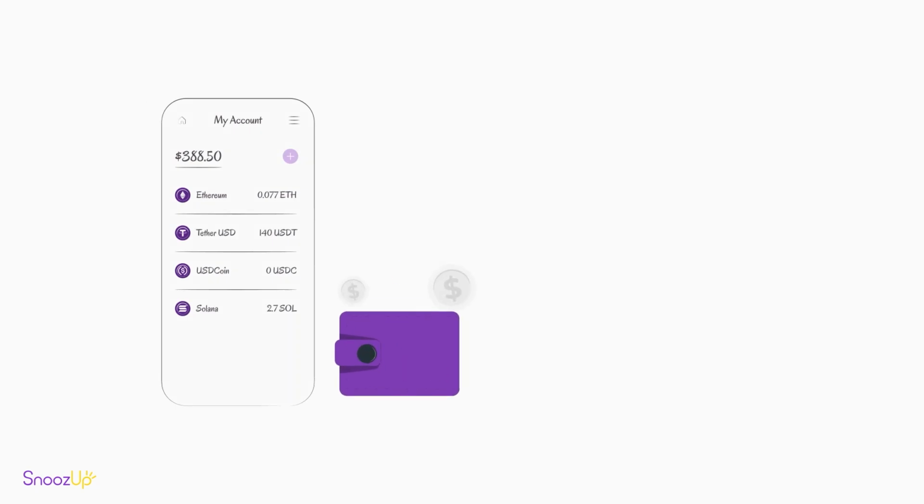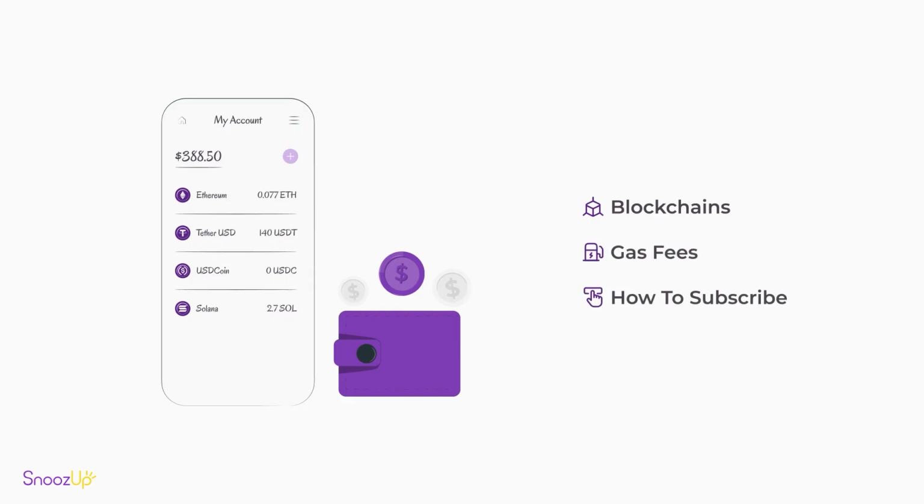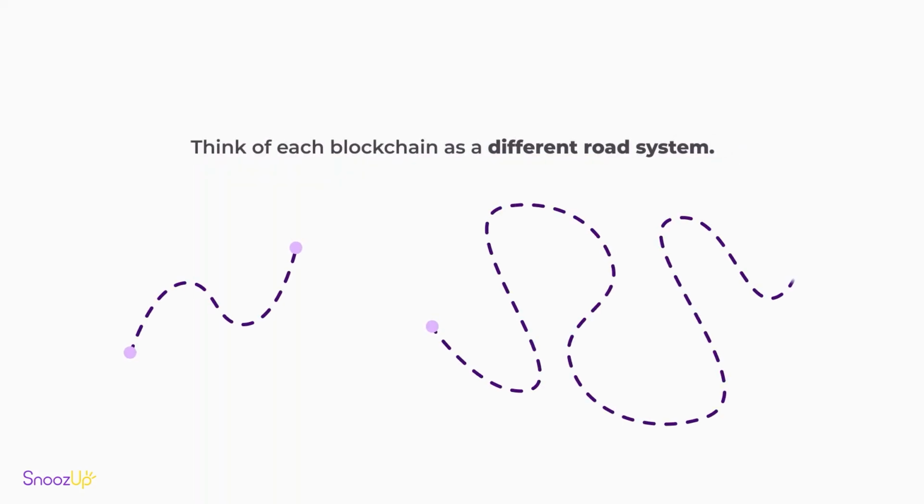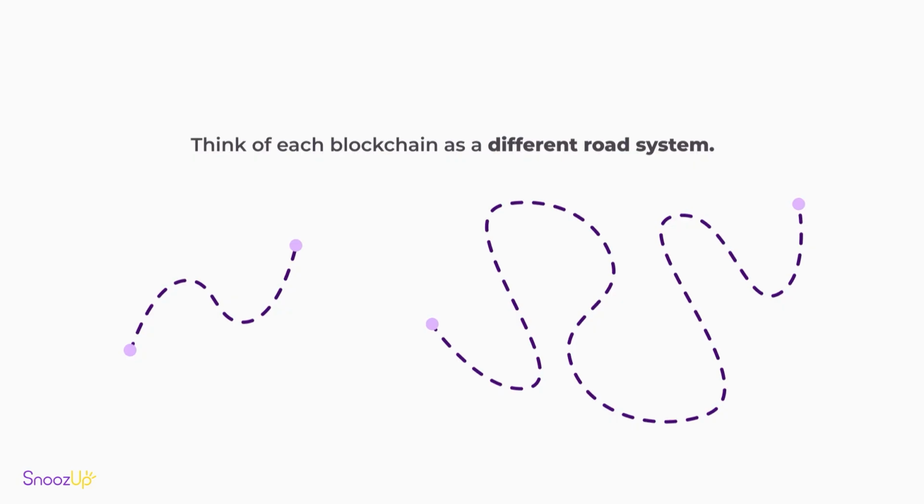In our last video, we showed you how to set up a wallet and buy the assets you'll need. Now, before you join a challenge, let's talk about blockchains and gas fees. There isn't just one blockchain. There are many. Think of each blockchain as a different road system. Some roads are short and cheap, others are longer and cost more to travel.